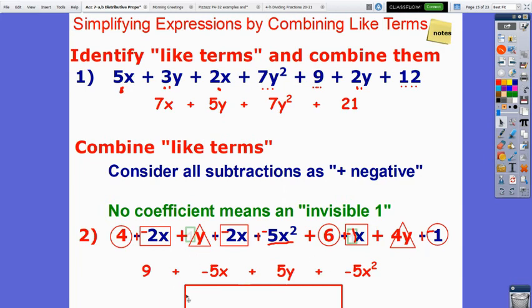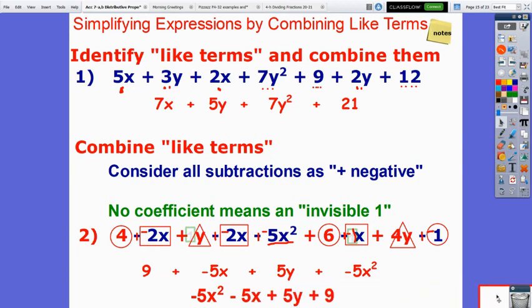Or you can change all these additions, adding the opposite, adding a negative, to subtractions. And you can also put these in order, which we'll talk about more later, about what order they're supposed to go in. -5x squared minus 5x plus 5y plus 9. But for now, if you leave it like this, that's perfectly okay. We'll talk more about this on Tuesday.